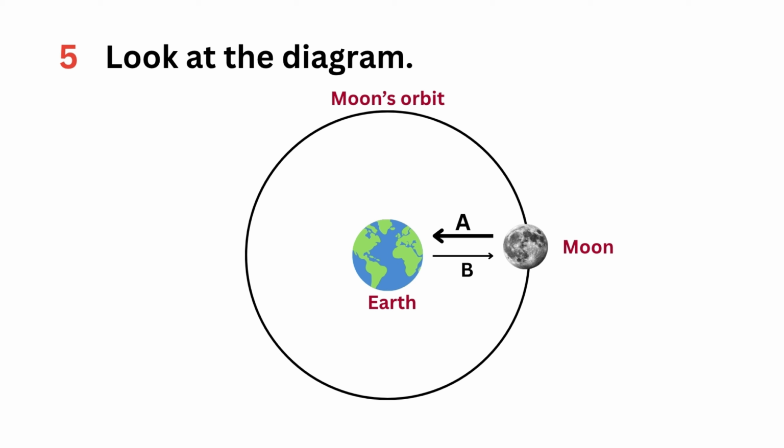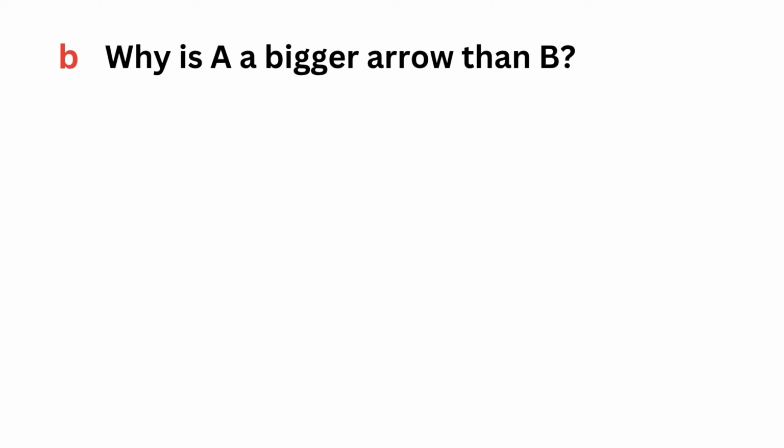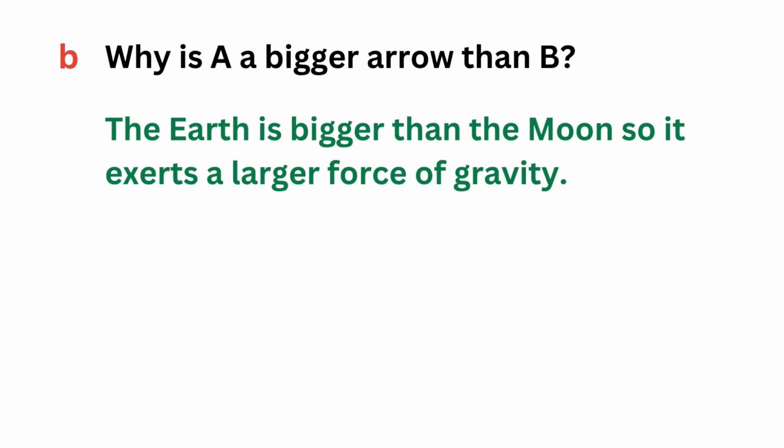Question 5. Look at the diagram. A. Which force line, A or B, shows the force of gravity that the Earth exerts on the moon? The answer is A. Question B. Why is A a bigger arrow than B? The Earth is bigger than the moon, so it exerts a larger force of gravity.